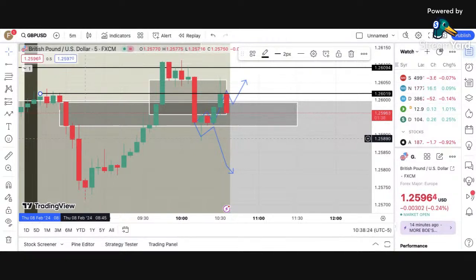But yeah, I hope that cleared up a little bit of understanding on how to use the fair value gaps. It's all a patience game.